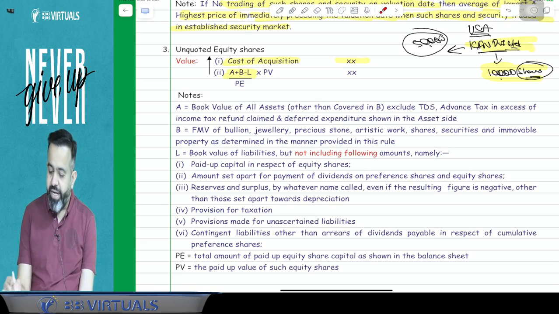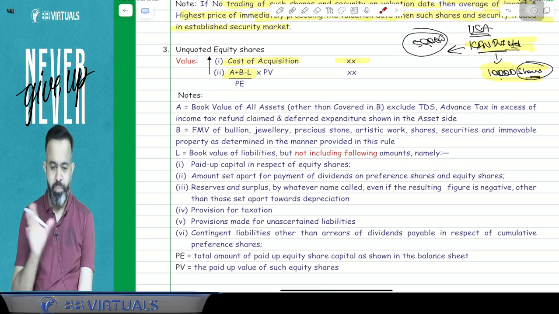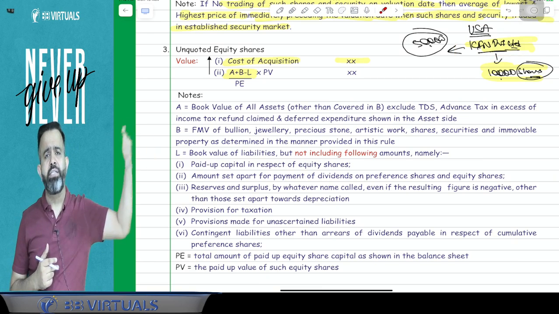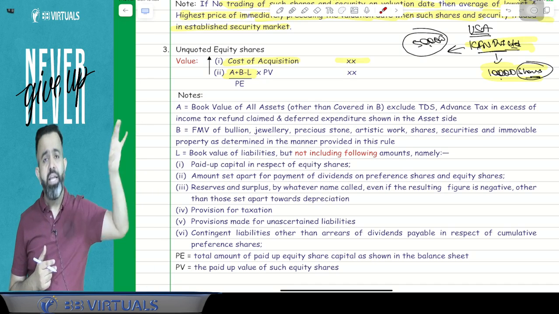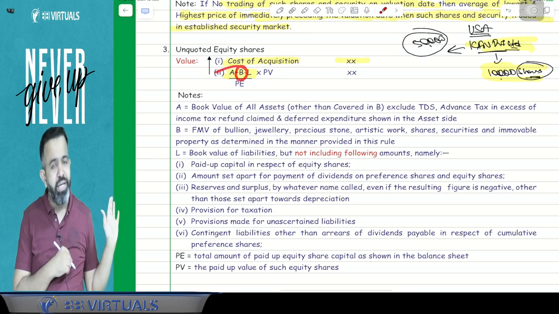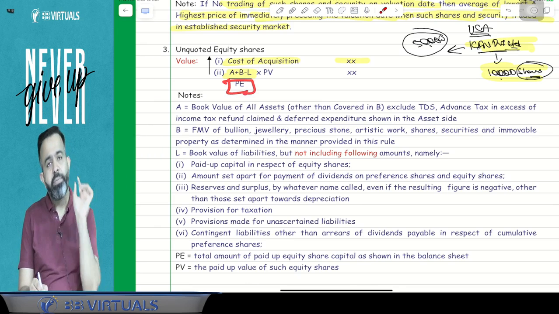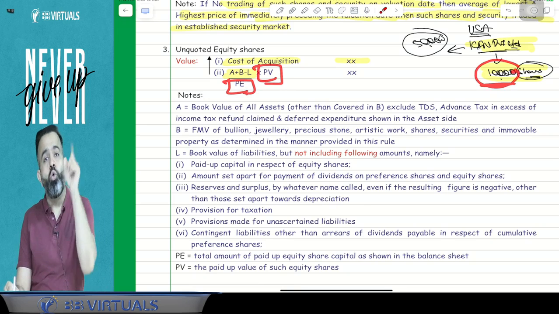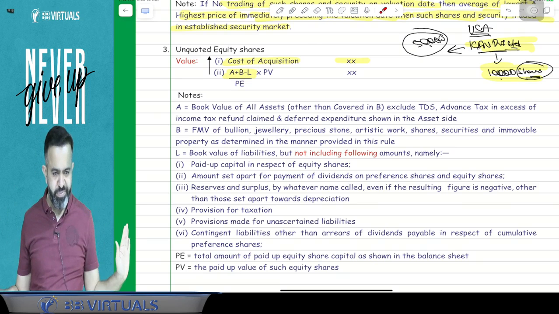Means in simple words, we will consider the intrinsic value of the Kin Private Limited. Intrinsic value means A means just take the asset book value, but other than share, security, jewelry, drawing, painting, sculpture, archaeological collection, any other work of art, and bullion and immovable property. For these assets, just take the fair market value, that will be given in B, and L means liability will be reduced at book value, divided by total paid up share capital of that company, multiply by how much paid up share capital is held by you. That will be the value of private limited company equity share.